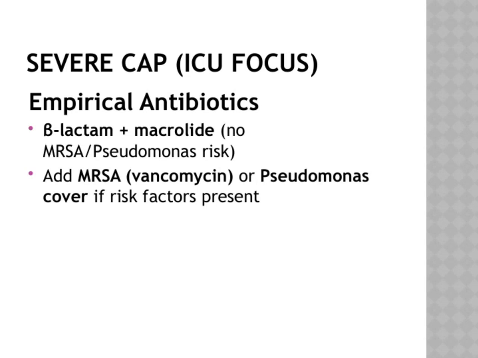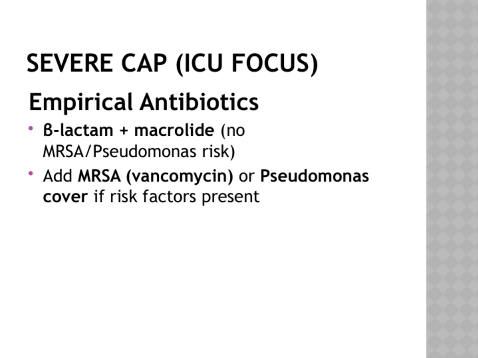When it comes to empirical antibiotics, a common starting point is a combination of a beta-lactam and a macrolide, especially if there's no concern for MRSA or Pseudomonas. This combo covers a broad range of typical pathogens and is often effective in less severe cases. However, if the patient has risk factors for MRSA or Pseudomonas, we need to escalate our coverage. That means adding vancomycin to target MRSA, or including an anti-pseudomonal agent if those bacteria are a concern.